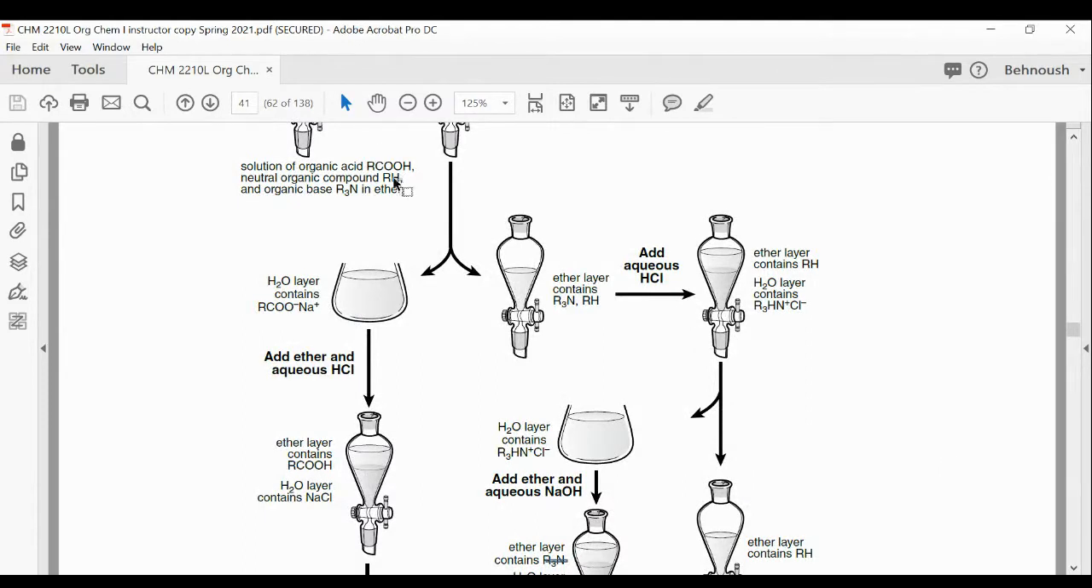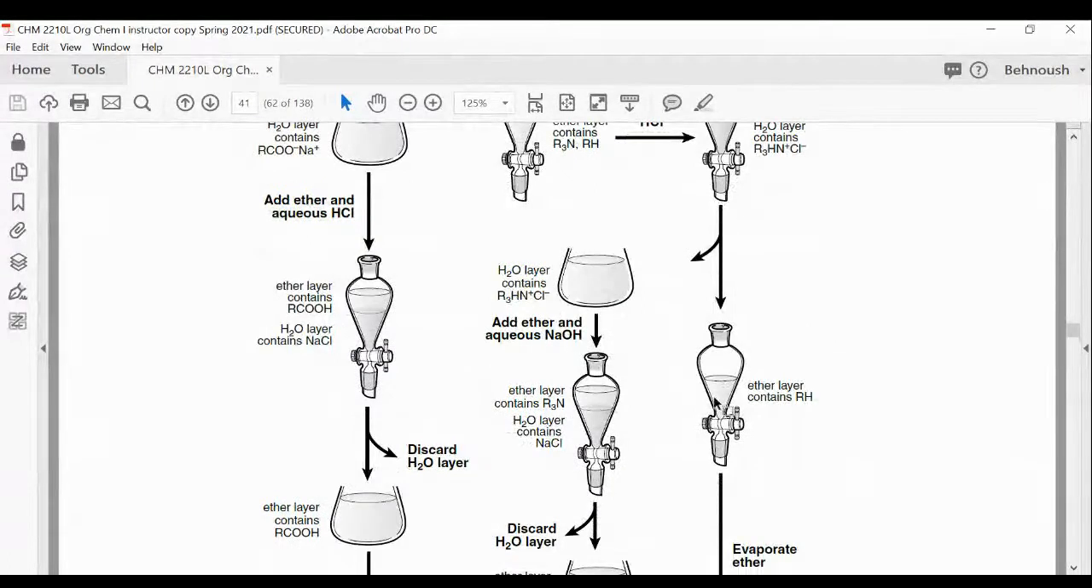So if you have a neutral compound, RH, you remove the acid, you remove the base, and now what is left is the neutral compound. The neutral compound stays in the ether layer. So you separate the acid by adding sodium hydroxide, you separate the base by adding HCl, and the neutral compound would stay in the ether layer. If you evaporate the ether, you end up with a neutral compound.